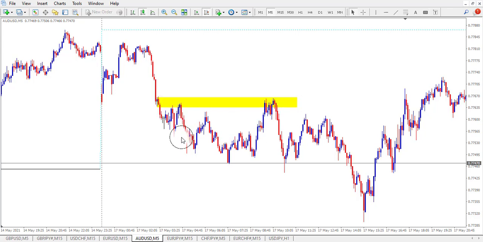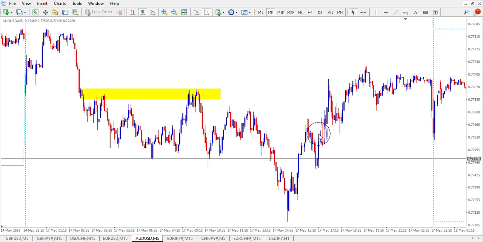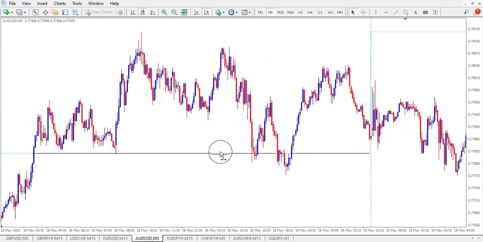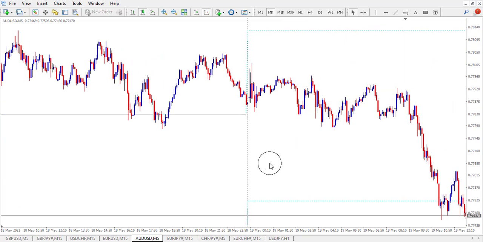Order block retest. This was very weak. Why? Because number one, this was a doji. Number two, this was not fresh. Number three, it wasn't original either. So you are looking for fresh order blocks. What do I mean? You are looking for order blocks that haven't been retested.